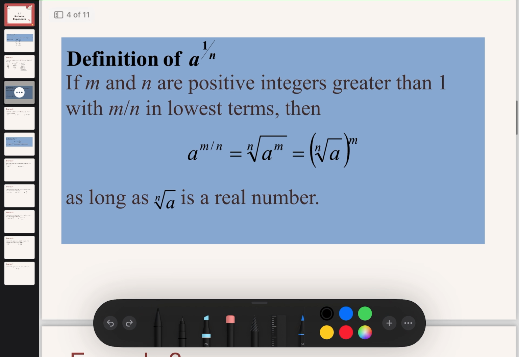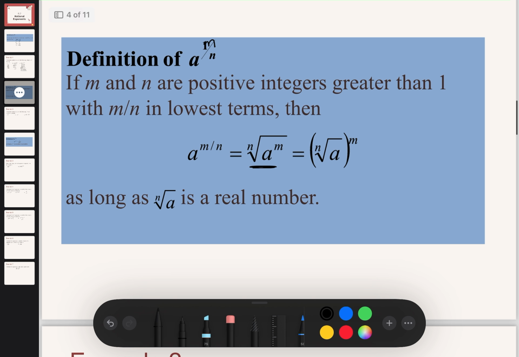Our next rule is the definition of... Oh, this should not be a 1. This would be an m over n. So if m and n are positive integers greater than 1, with m over n in lowest terms, so they're just saying, like, if you had 9 over 3, you could simplify that to 3 over 1, I can rewrite this in 2 different ways.